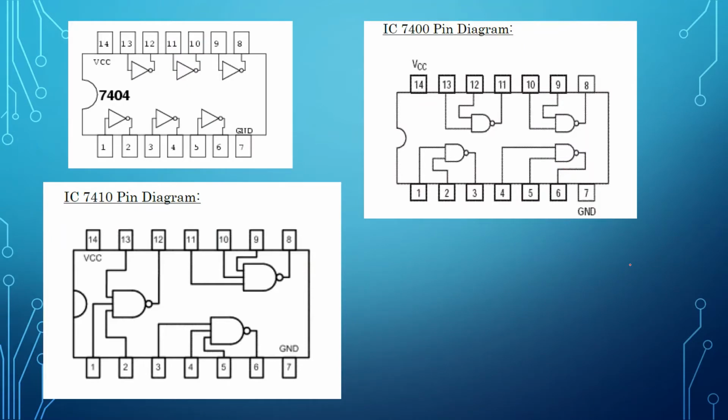So the ICs we are going to use here have already been explained to you: 7404. This is your inverter IC or hex inverter IC. So the pin diagram has been given here. The pin diagram need not be explained to you again, because we are very familiar with this.